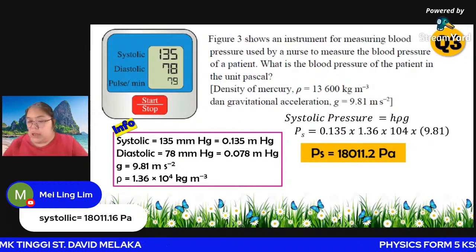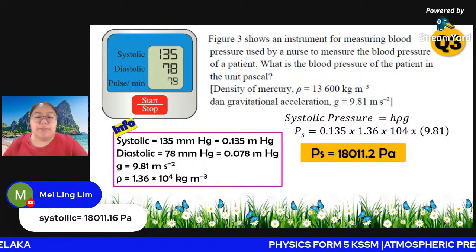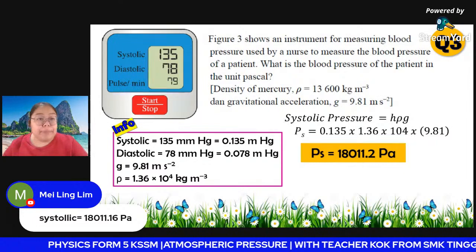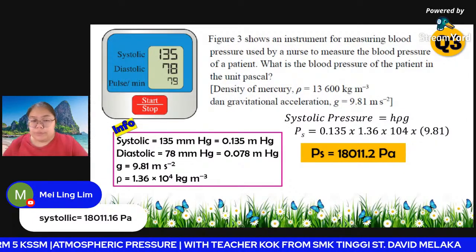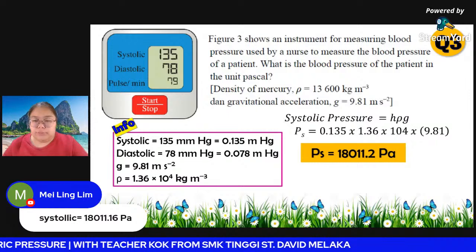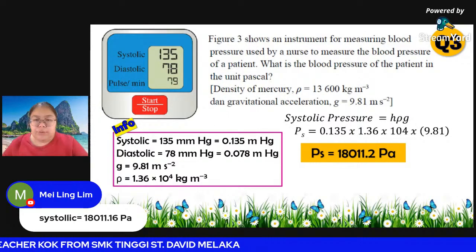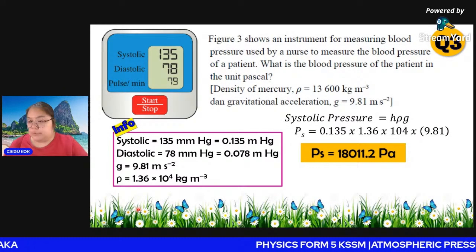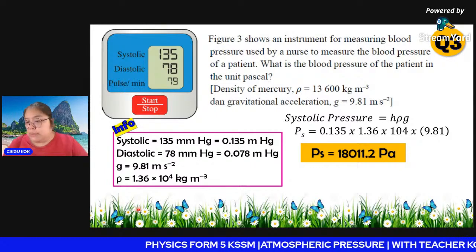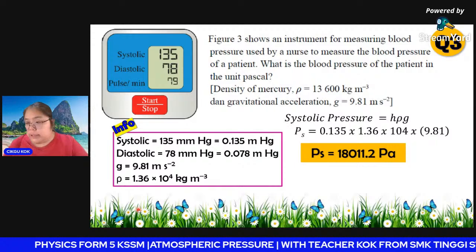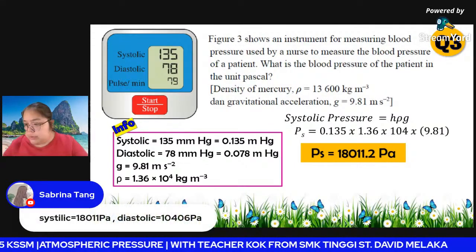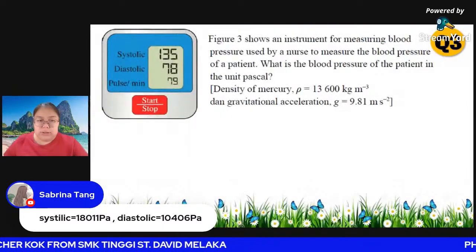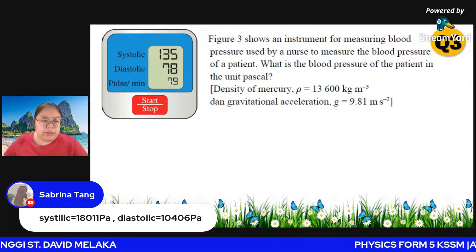So from here, I want to go to diastolic. Diastolic is also the same formula, just help me to convert to meter. Convert to the meter. So we're going to check the answers from the students for diastolic. Lim Zi Xuan gives me the answer 104. Just now Sabrina also gave it. So we go to the chat, the answer. This one is diastolic. I go to show here.